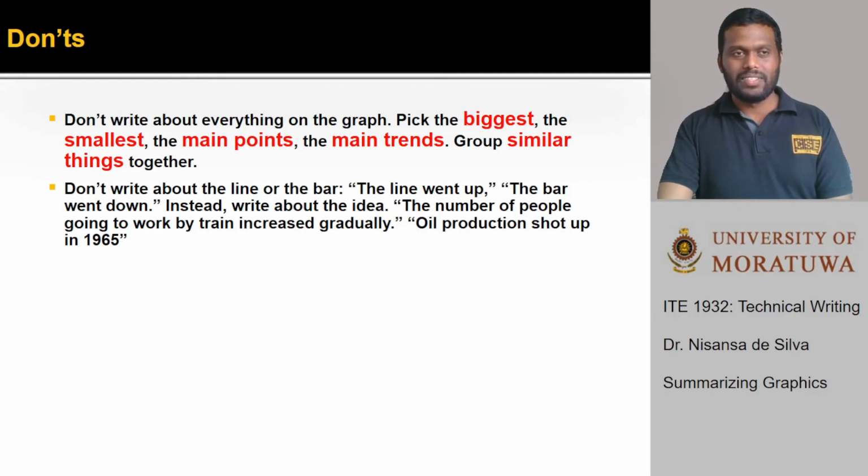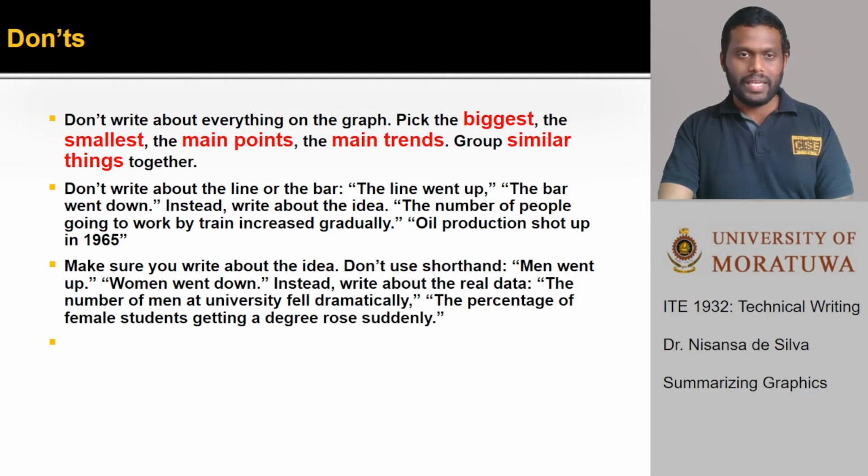Do not refer to technical components. Do not say the line went down, the bar went down, the bar is higher. Instead, you have to say the oil production shot down. Or, comparatively, trousers were made more than shirts. Make sure that you write about the idea.